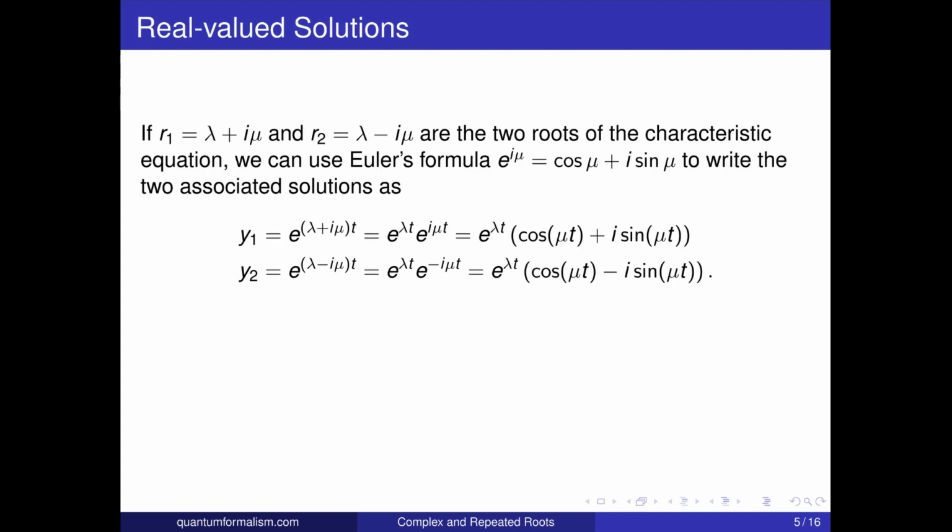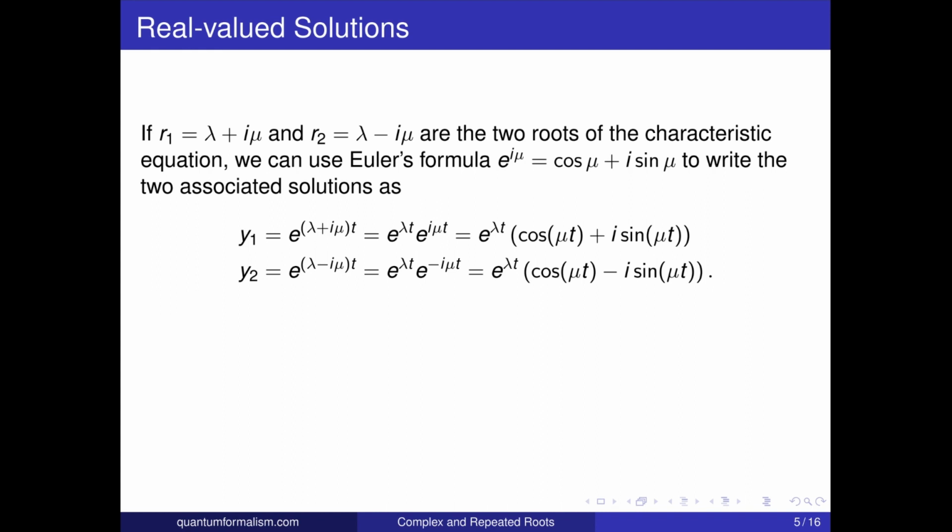So now we want to go back to our differential equation situation. So we have a complex conjugate pair of roots. r1 is lambda plus i mu, and r2 is lambda minus i mu. And so we can use that exponential property with regard to sums and Euler's formula to write out the two solutions, e to the r1 t and e to the r2 t, in terms of exponential functions and trig functions.